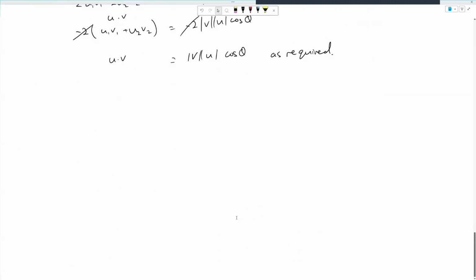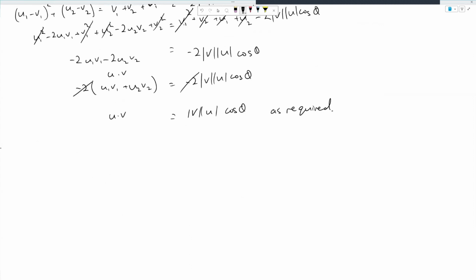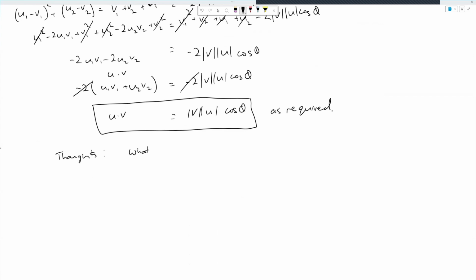Okay, so what are some thoughts about this? So this theorem is really good, right? It relates the dot product with the length of the vector and the angle between the vectors. Okay, so just some thoughts about this. So what if u dot v is equal to 0? Okay, I'm just going to give us a quick second to think about this one. U dot v is equal to 0. If I sub that back into this equation over here, so 0 would equal v u cosine theta.